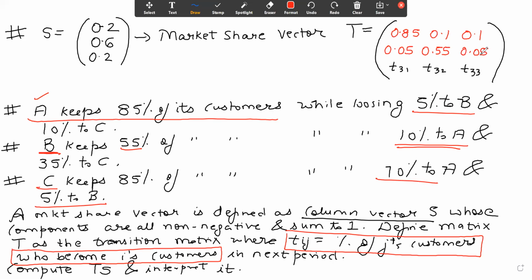Similarly, guys, T31 will be the percentage of A's customers which have gone to C. T32 will be the percentage of B's customers which have gone to C. And T33 is the percentage of customers retained by C, 85%. So this is nothing but my transition matrix. I hope students have understood this.